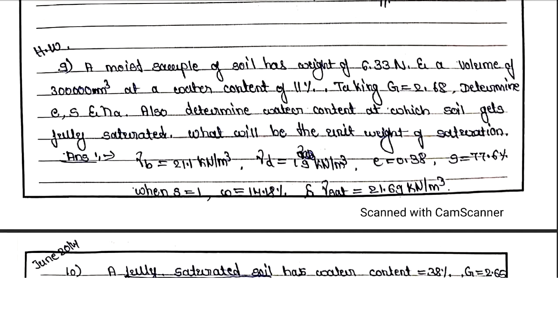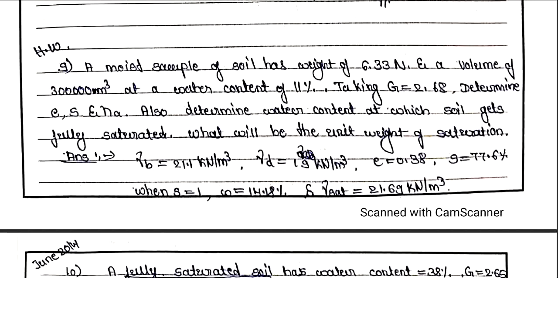They have given the wet weight. So wet weight divided by total volume is going to give us bulk density. They have also given the water content and G. So by using the bulk density, we can find the dry density, and by using that dry density we can find e, that is void ratio, and after finding the void ratio we can find S, and after that we can find Na. How can we find S? After finding the void ratio, we have water content, we have G and we have e. So we have the relation e into S is equal to w into G. By using that relation we can find S, and after that we can find Na.